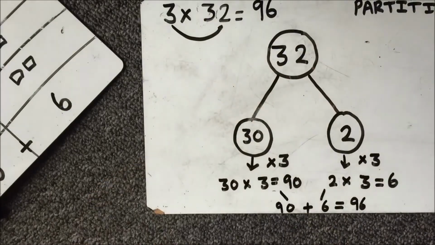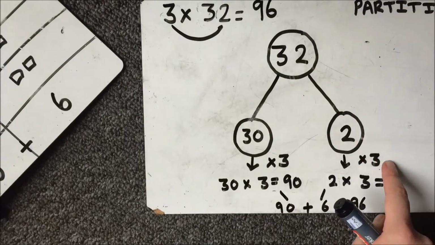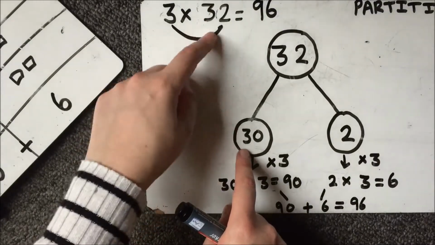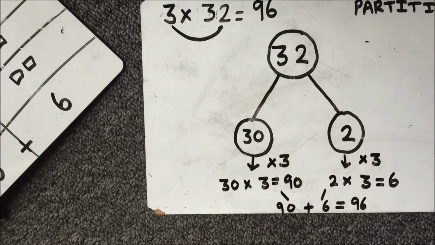That is a tricky one, isn't it? So, partition first. Times your ones by whatever you're multiplying by. Times your tens by whatever you're multiplying by, just like here. And then bring them back together. Add them together. Shall we try doing it with 2 times 44?